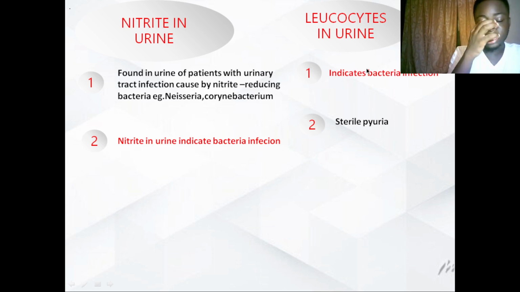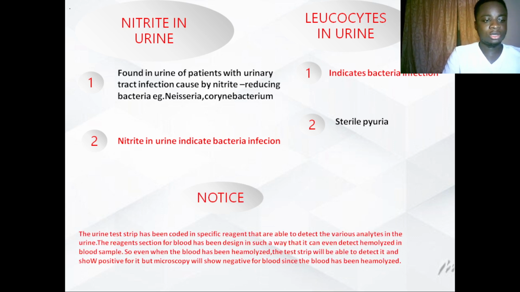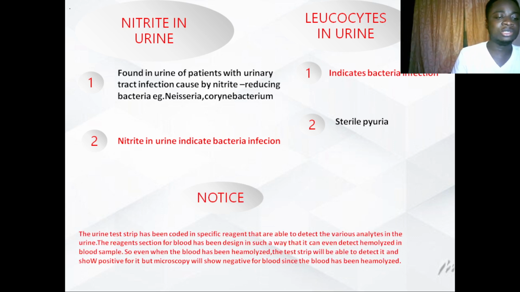But the bottom line here is that nitrite and leukocyte in urine give you a clue of bacterial infection, especially leukocyte. In some cases, there can be leukocyte in urine which is not a disease condition, called sterile pyuria, but that one is not common. Okay, very important.